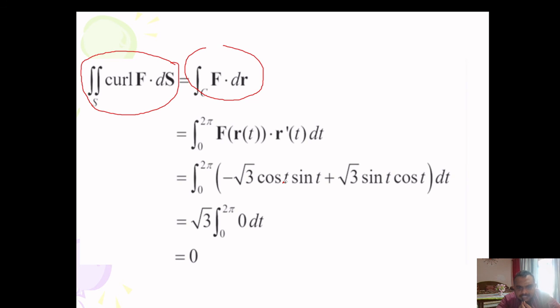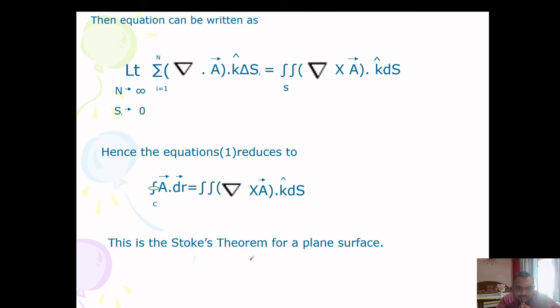Another thing is that if I integrate this, only the sine term will come, and that sine term will vanish if I put the limits. So the answer is that the curl of this vector is 0. This is how we are proving Stokes' theorem. Thank you all.